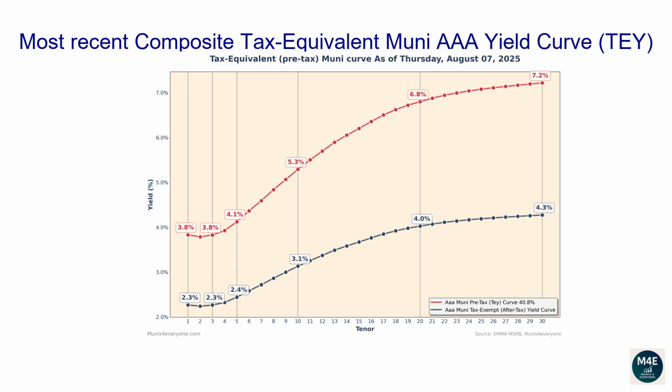The 1-year tax-exempt yield is 2.27%, corresponding to a 3.83% tax-equivalent yield for investors in the top tax bracket. The 2-year tax-equivalent yield is 3.79%. The 5-year tax-equivalent yield is 4.12%. The 10-year tax-equivalent yield is 5.29%. The 20-year tax-equivalent yield is 6.8%. The 30-year tax-equivalent yield is 7.22%.